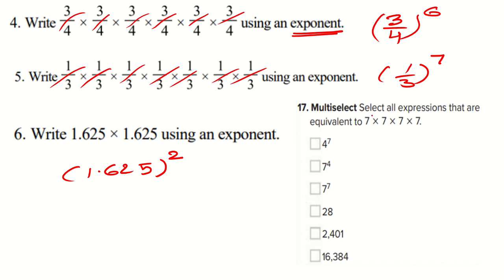Now next question is select all expressions that are equivalent. What do you mean by equivalent here? I am sure you know the answer. Equivalent means the expressions which have the same answer. So 7 multiply 7 multiply 7 multiply 7. How many times? 4 times. So one answer will be 7 to the power 4. And what can be the other answer? You see 7 multiply 7 will be 49, and another 7 multiplied by 7 is 49.